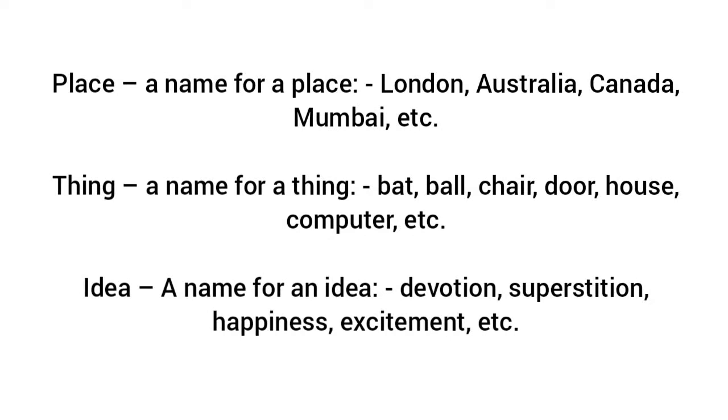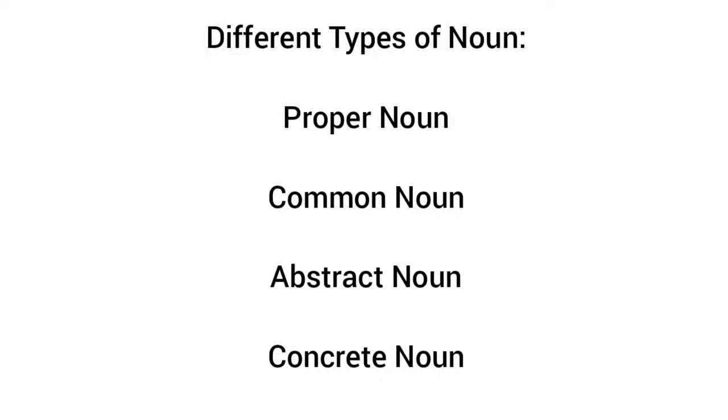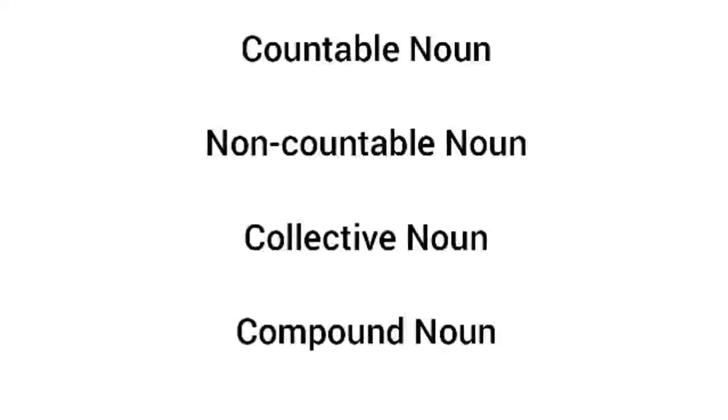A name for a place: London, Australia, Canada, Mumbai, etc. Thing, a name for a thing: bat, ball, chair, door, house, computer, etc. Idea, a name for an idea: devotion, superstition, happiness, excitement, etc. Now let us look at different types of nouns. Proper noun, common noun, abstract noun, concrete noun, countable noun, non-countable noun, collective noun, compound noun.